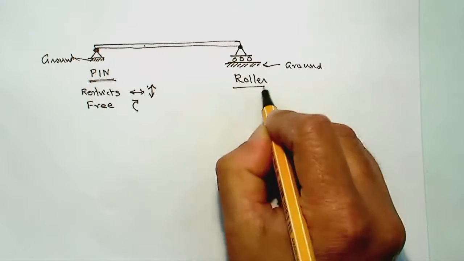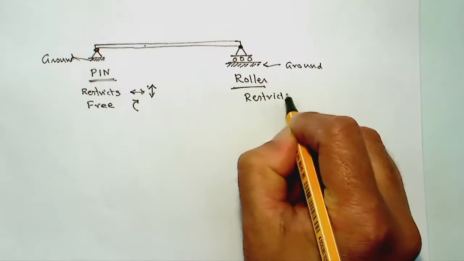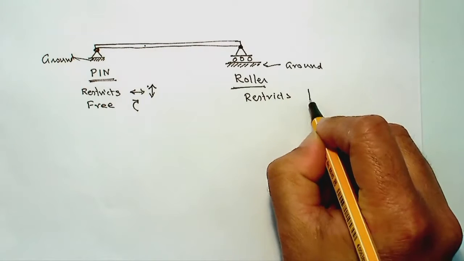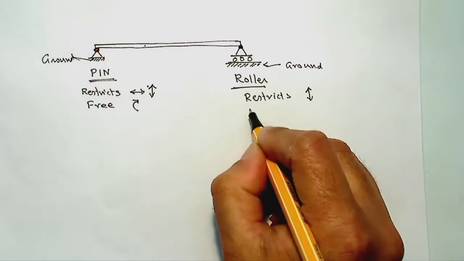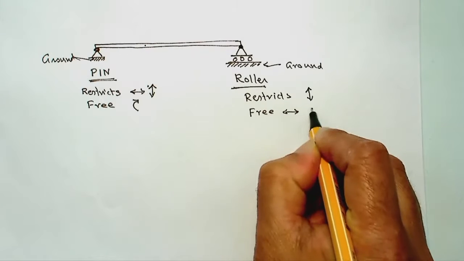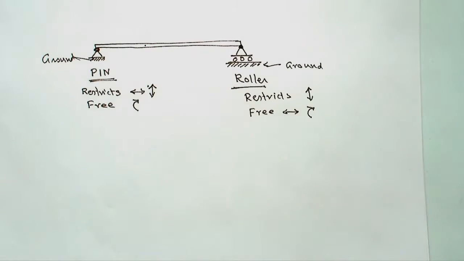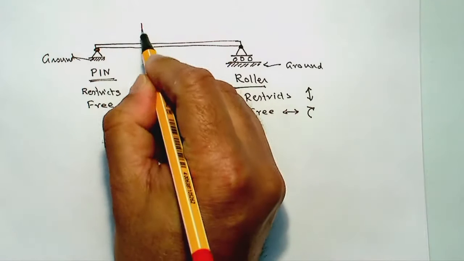So roller support here restricts vertical movement, but free horizontally and free to rotate. So these two are free. Now, of course, there is a load acting onto this at this point.